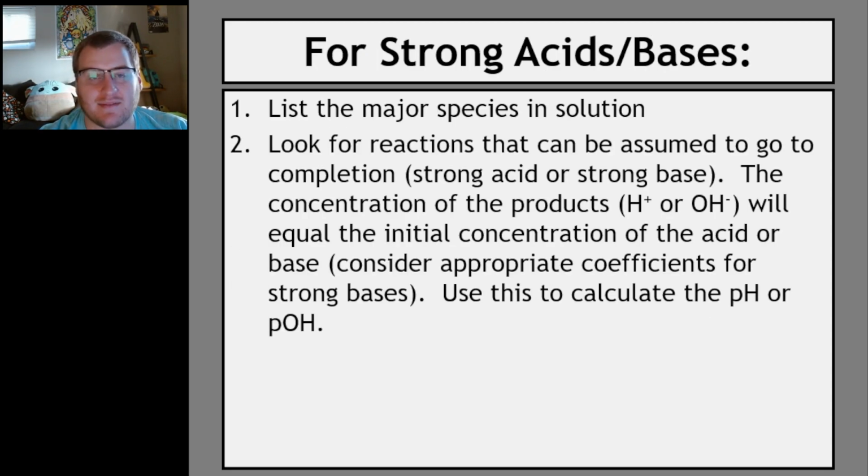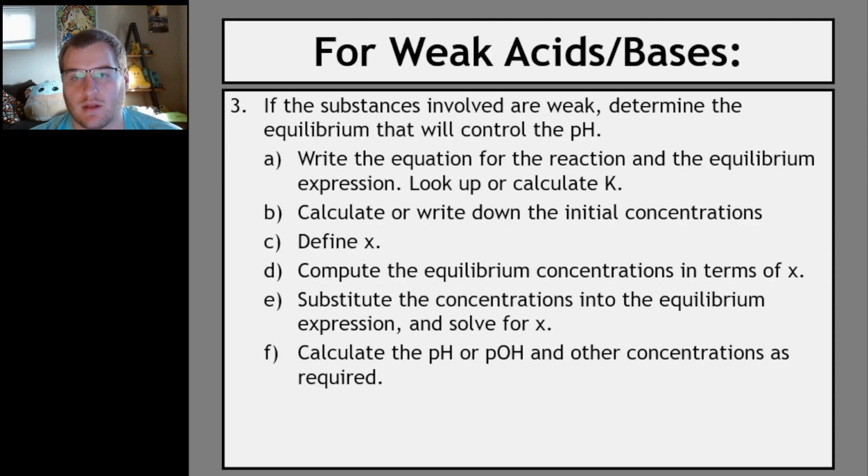So for strong acids and bases, it's easier. Look for major species in the solution. Look for reactions that can be assumed to go to completion. Strong acids, strong bases: concentration of products will equal the initial concentration of acids or bases. We just use that to find pH or pOH. This is just like what we've done in honors chem before. For weak acids and bases, we have all of these steps here. I'm not going to read through all this again because we already kind of summarized it in our instructions.